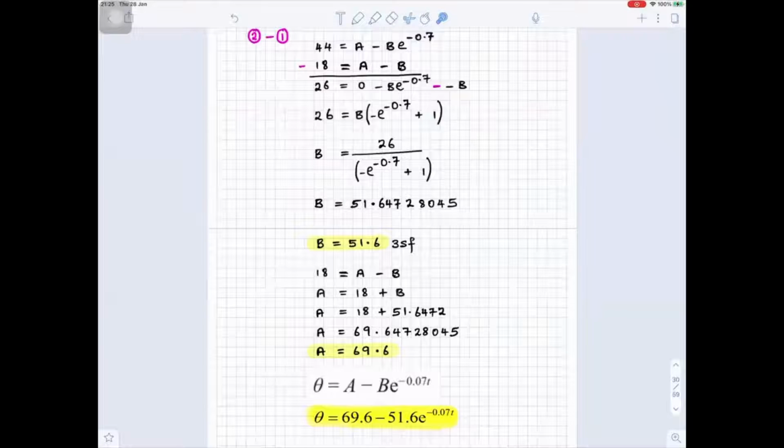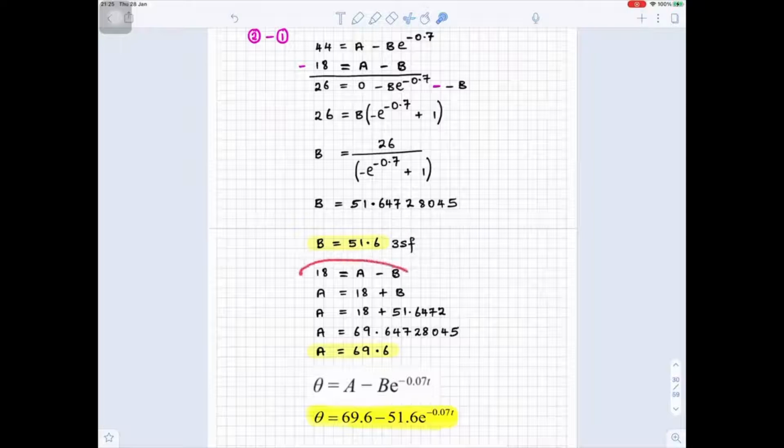And what you want to do next is take all of that together to the left side. Because it was times, it becomes divide. So 26 divided by minus e to the minus 0.7 plus 1. That will give you 51.647. So b is 51.6 to 3 significant figures.